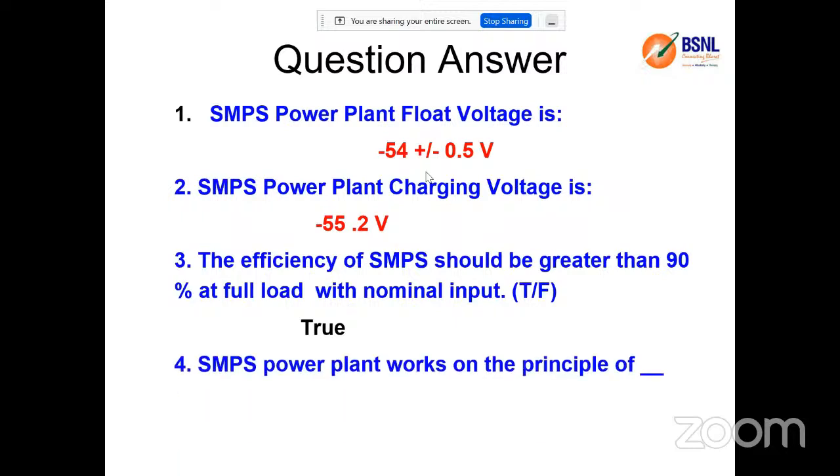So what principle is the SMPS power plant working on? Let us see that. Switching regulation principle. Just by changing the on and off duty cycle, I am able to achieve the output voltage.